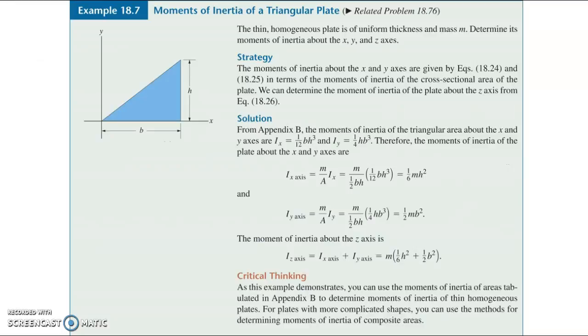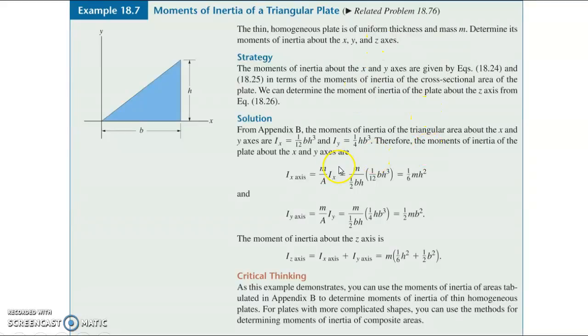So for example, if I have a thin homogeneous plate, uniform thickness, mass m, and we wanted the moment of inertia about the x, y, and the z axis, well, I can go straight to Appendix B and look it up. You'll see Ix, Iy, and you'll see those are the area moment of inertia, or the polar moment of inertias. And what we were asked for is the mass moment of inertia, because we're given mass.